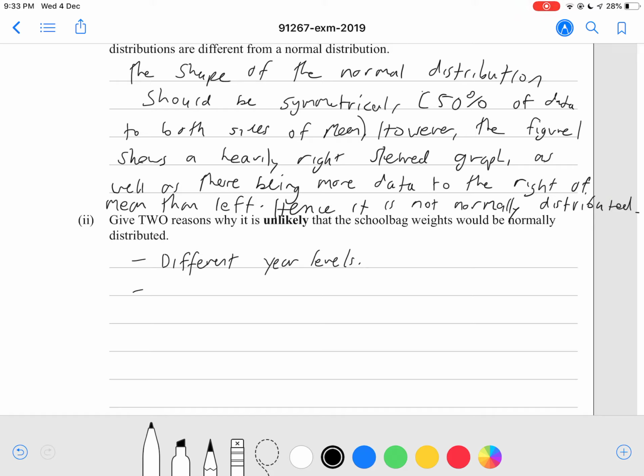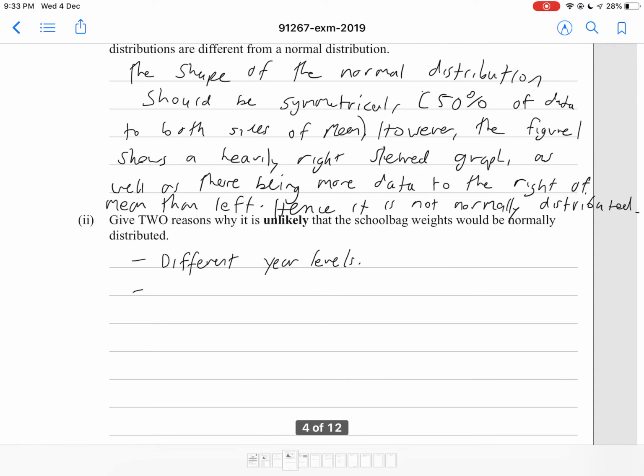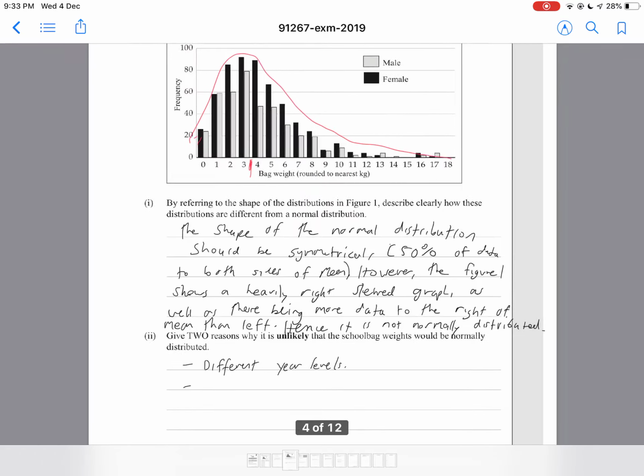And another reason we could talk about could be location could be a part of it as well.